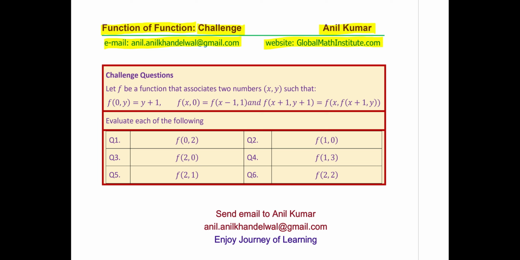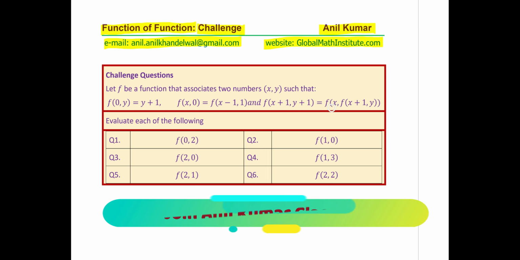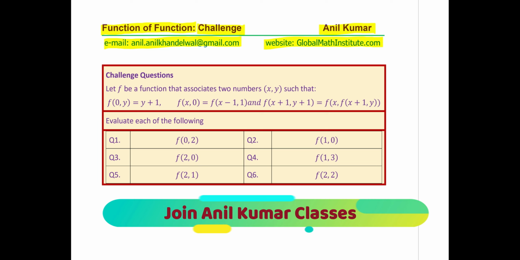The question before us is, let f be a function that associates two numbers x and y such that f of 0, y is y plus 1, f of x, 0 is f of x minus 1, 1, and f of x plus 1, y plus 1 is f of x plus 1, y. That is how we have defined our functions. They are all related. You need to evaluate each of the following.